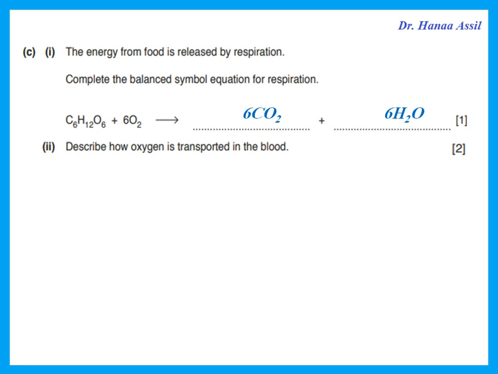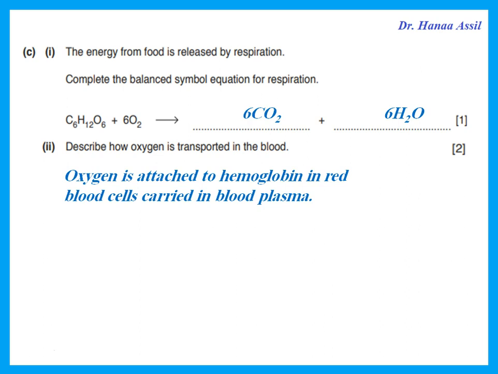Describe how oxygen is transported in the blood. How is oxygen transported in the blood? It is attached to hemoglobin in red blood cells, and these are carried in the blood plasma, which is the liquid part of the blood. So the red blood cells are floating in the plasma. They have hemoglobin. The oxygen attaches to the hemoglobin in the red blood cells.